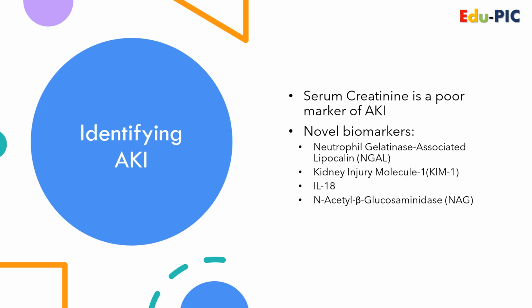The problem is serum creatinine is a poor marker of AKI. That's because by the time it's accumulating in your blood due to lack of creatinine clearance, the AKI has already happened, possibly days before. Because of that, they are trying to come up with novel biomarkers that can pick up AKI a bit earlier. As an example, neutrophil gelatinase associated lipocalin can pick up AKI 2 days earlier than when your serum creatinine would rise and become an indicator. And that's just one of the examples listed there.